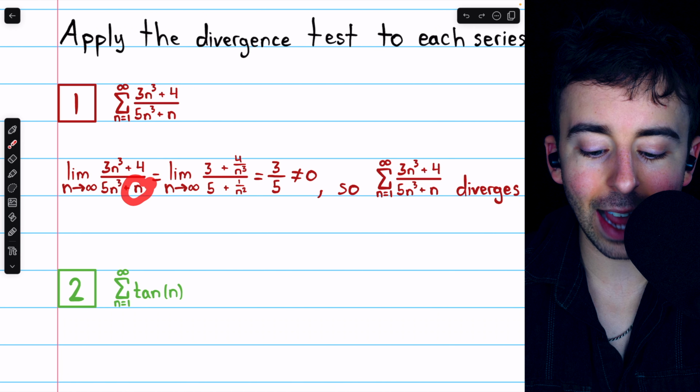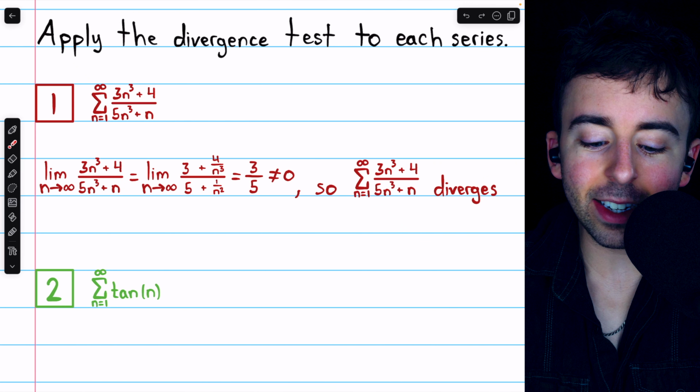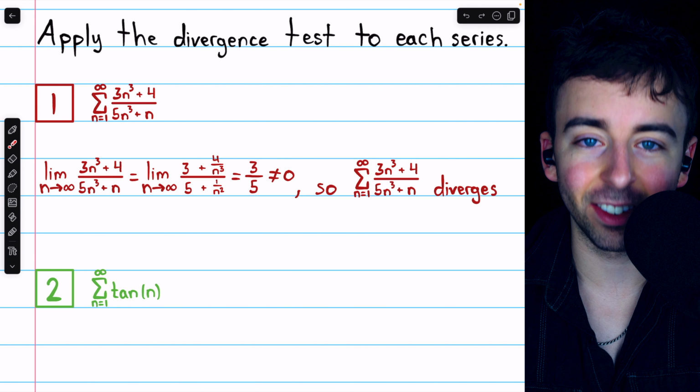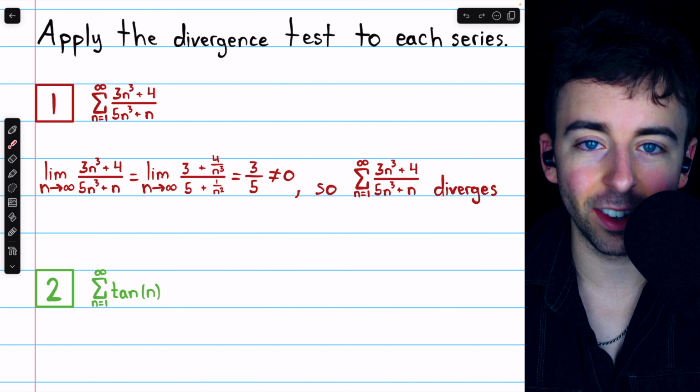So all that's left is 3 over 5. Then we see the limit is 3 over 5, which is not equal to 0. Since the terms of this series do not approach 0, it must be that the series diverges by the divergence test. Then we wouldn't have to waste any time trying to show that this series converges, because we know that it does not. Alright, let's move on to the second example.